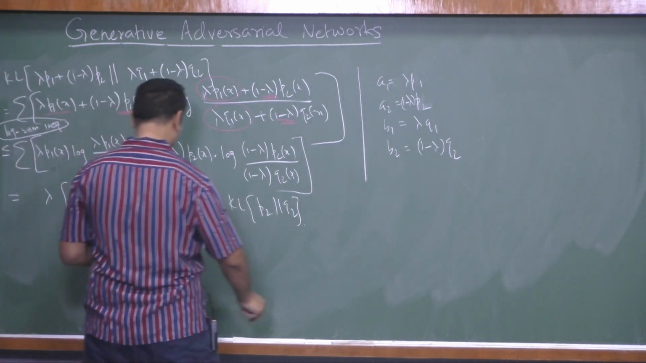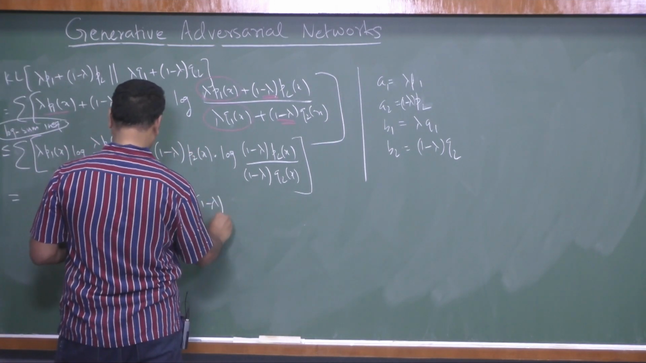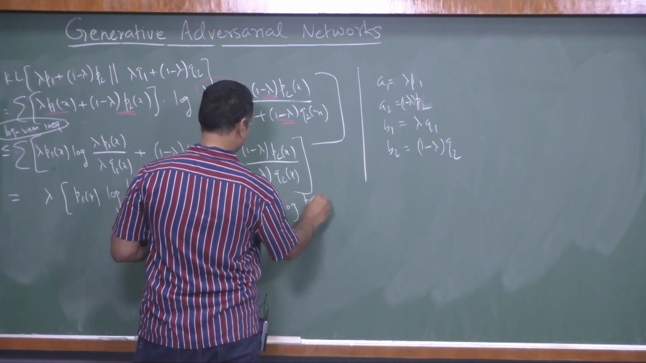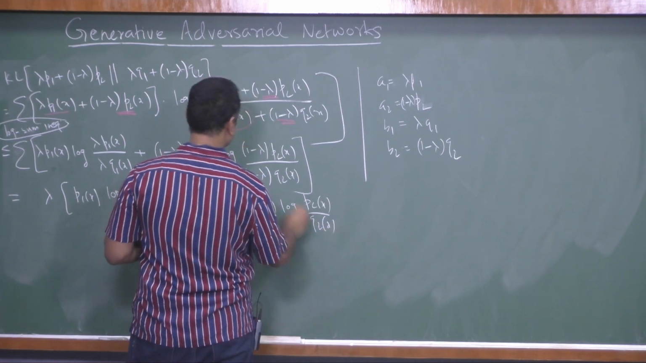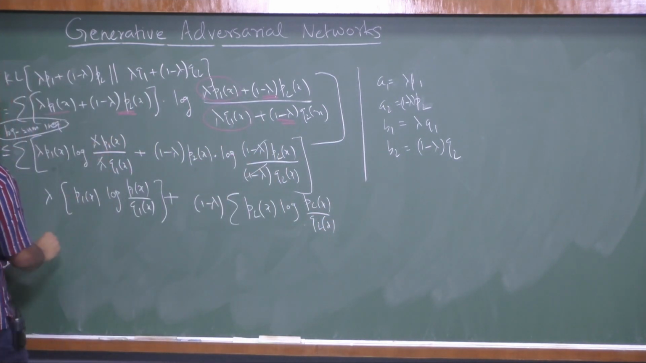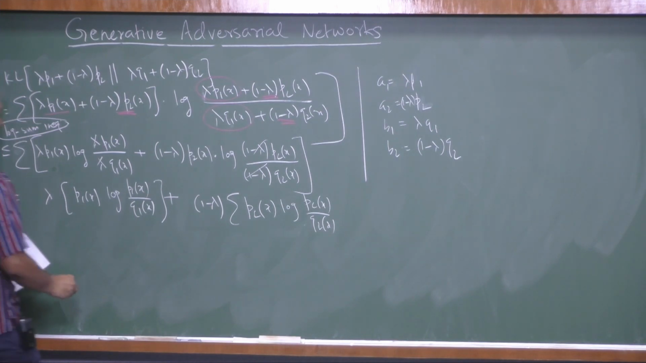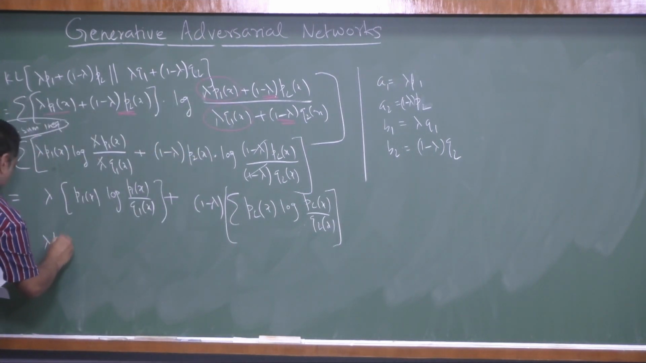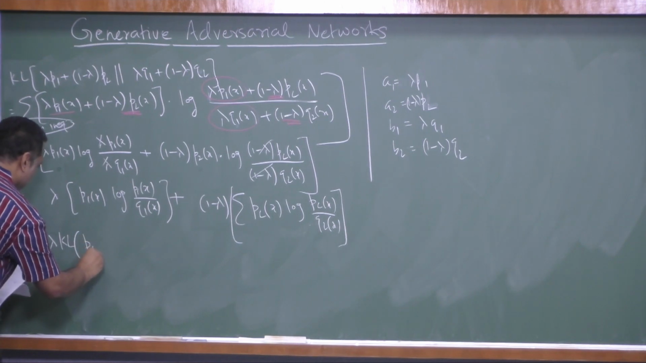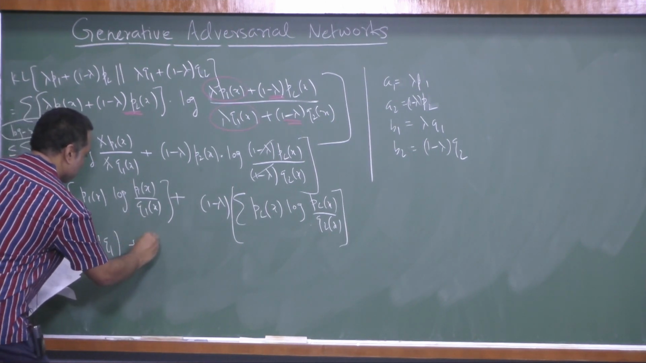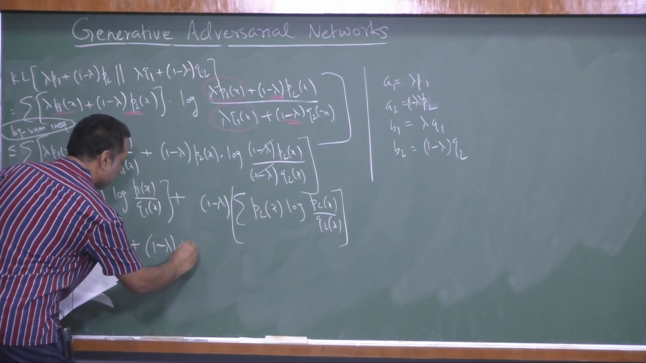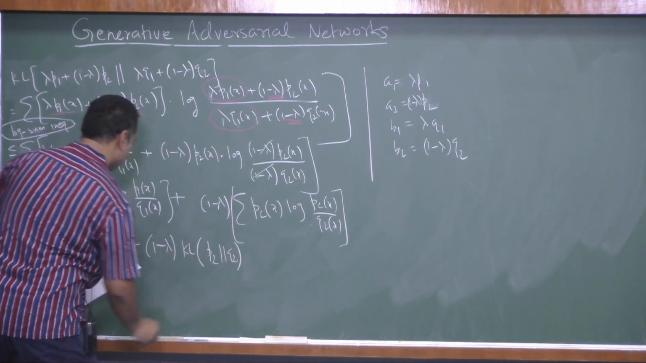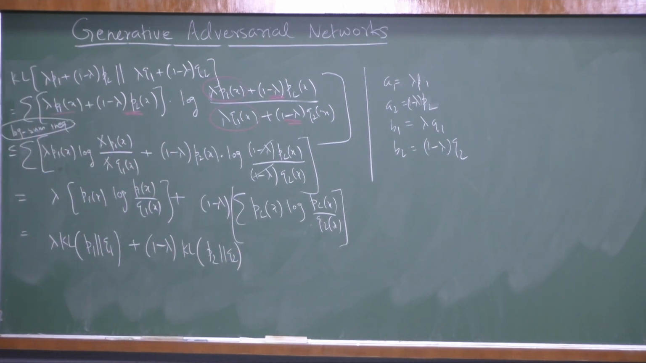So this one's one more step, P2x log P2x by Q2x. So basically I cancel these lambdas, just write it in clean form, and now it is in the KL form. Okay. So this is lambda KL P1 Q1 plus 1 minus lambda KL P2 Q2, and this is what implies that KL is convex in P1 and P2.